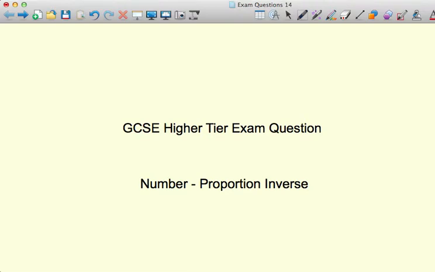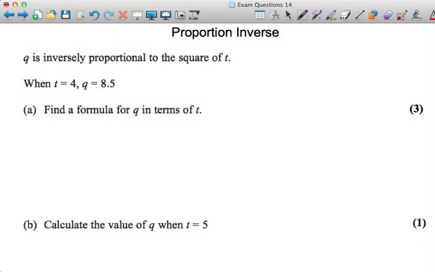Welcome to a GCSE high tier exam question on inverse proportion. Q is inversely proportional to the square of t. When t equals 4, Q equals 8.5. Find a formula for Q in terms of t.